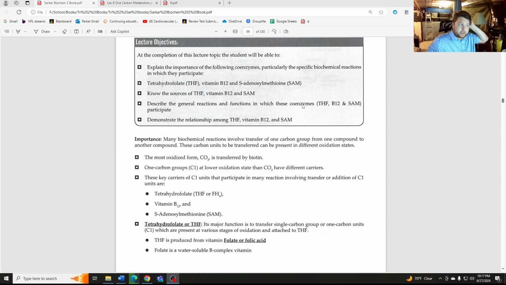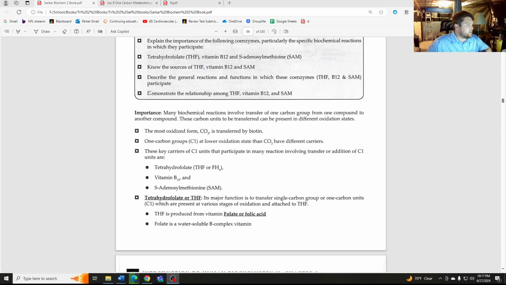Remember, coenzymes are different than cofactors. The cofactors are the different types of metals. Coenzymes are vitamins. Demonstrate the relationship among THF, vitamin B12, and SAM.